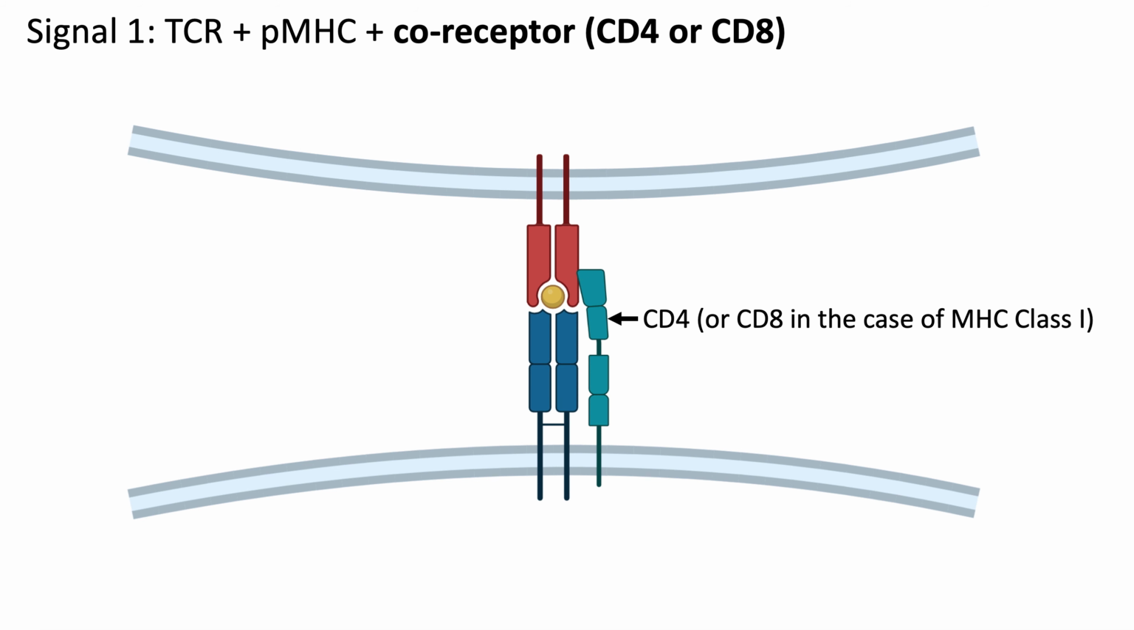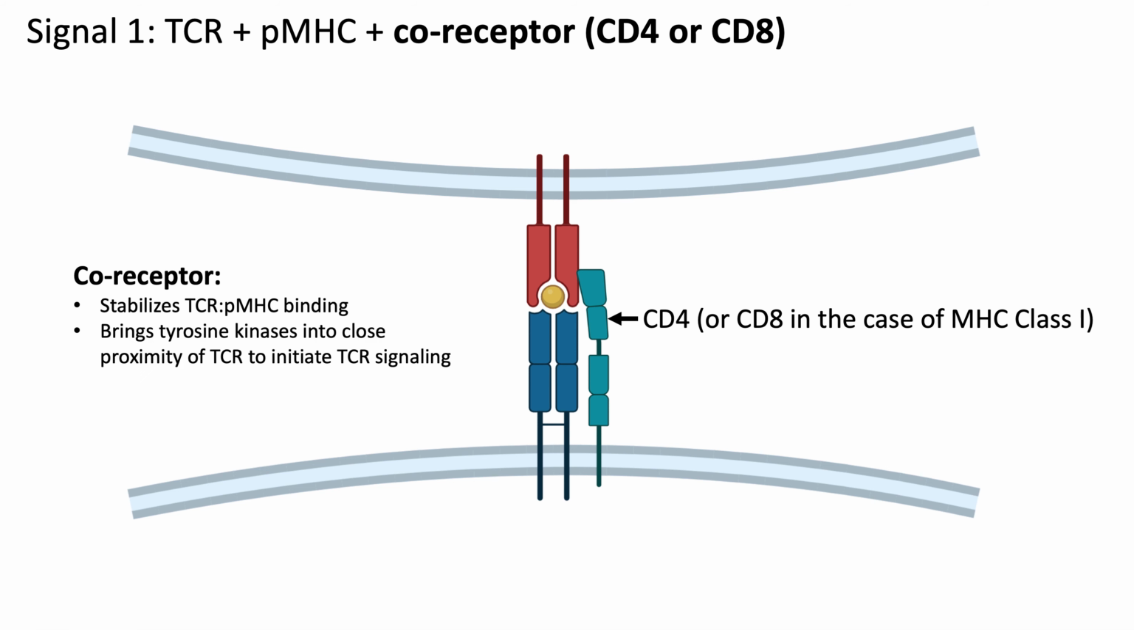The first of these is CD4, or if it's an MHC class I, it would be CD8. And this is called the co-receptor. And co-receptors stabilize the binding of a T cell receptor to a peptide-presenting MHC molecule. And these co-receptors also associate with tyrosine kinases in their intracellular domain that bring them in close proximity to the T cell receptor and help initiate T cell receptor signaling.